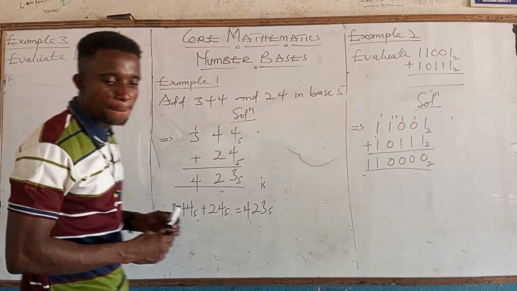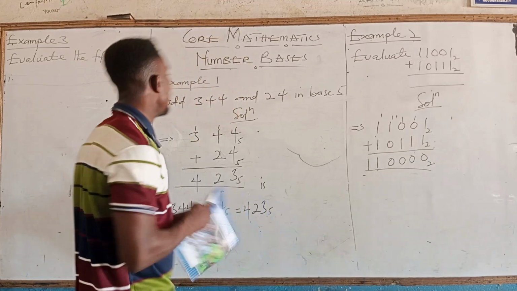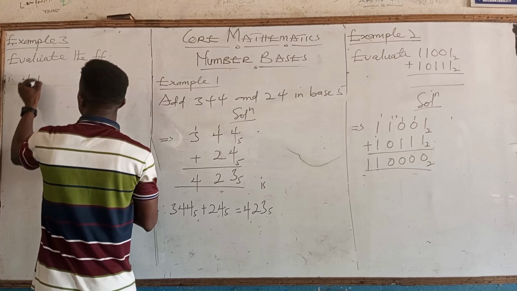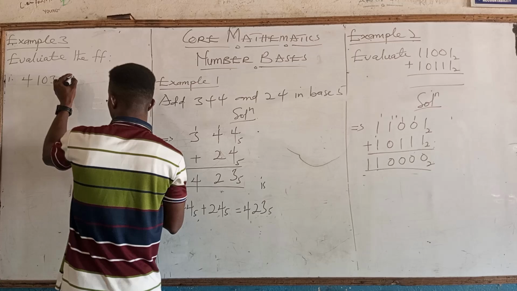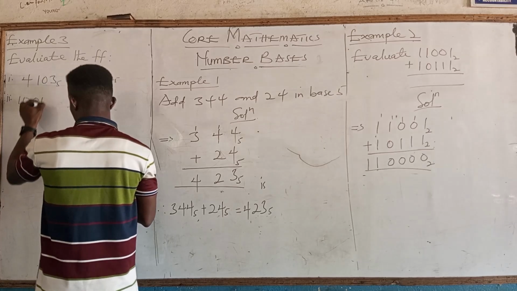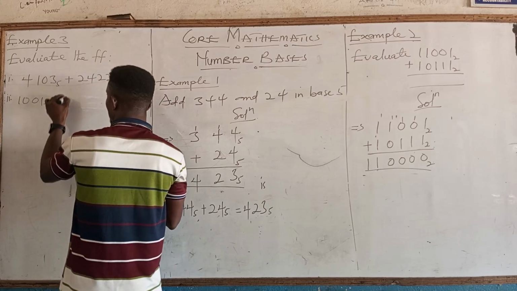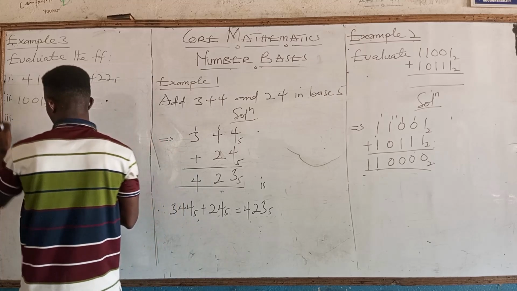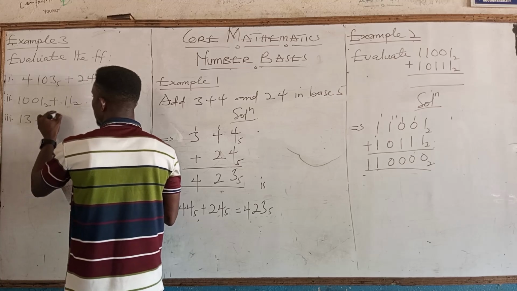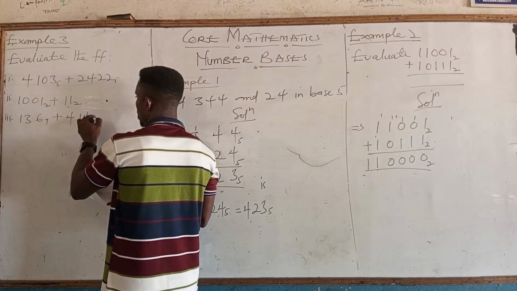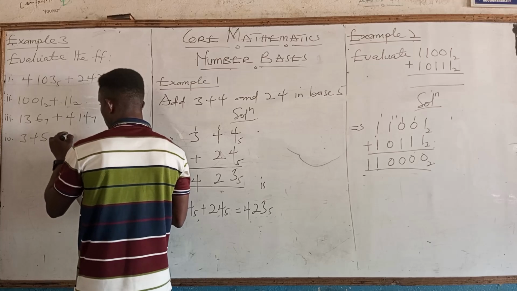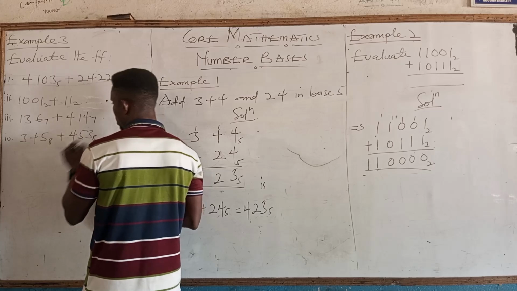So I have, let me take my book, which says: (i) 4103 base 5 plus 2422 base 5; (ii) 1001 base 2 plus 11 base 2; (iii) 136 base 7 plus 414 base 7; (iv) 345 base 8 plus 453 base 8. So, solution.